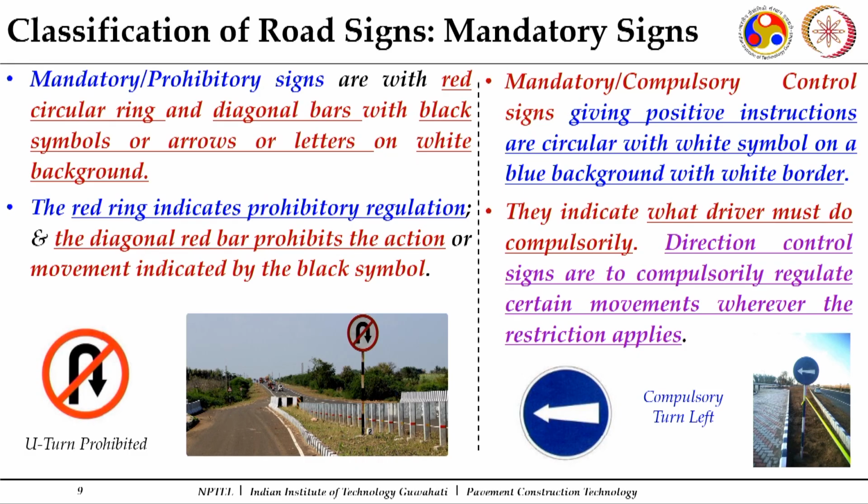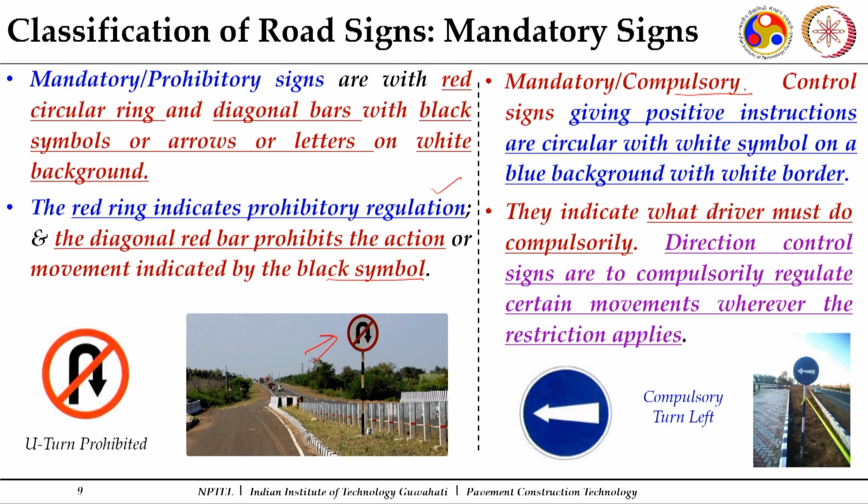So, this is what is there for prohibitory or regulatory signs. Now, the red ring indicates prohibitory regulation, this is important, and the diagonal red bar prohibits the action. The diagonal says this action is not to be taken up. So, you can't take a U-turn here in this case, or the movement indicated by the black symbol cannot be taken. Here you can see the placement of this particular prohibitory symbol.